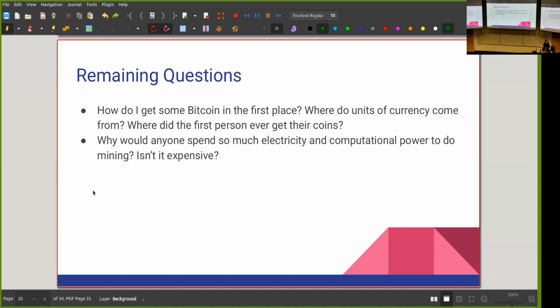The other question is, why would the miners even bother to do this? So as a miner, if you want to add a block, you have to spend a lot of money on your equipment, your hardware, you have to spend a lot of money on electricity. It's expensive. Why would you do this? No one would volunteer to do something this expensive, right?